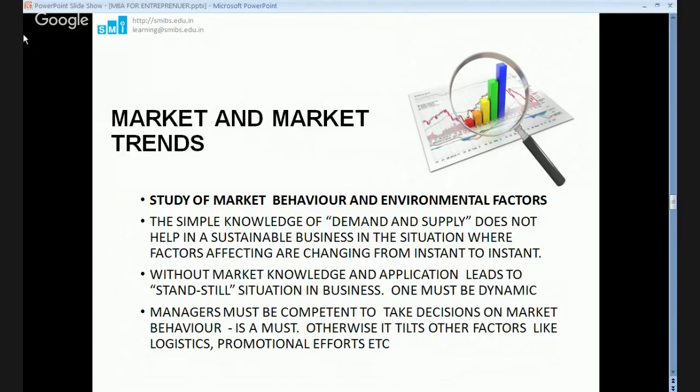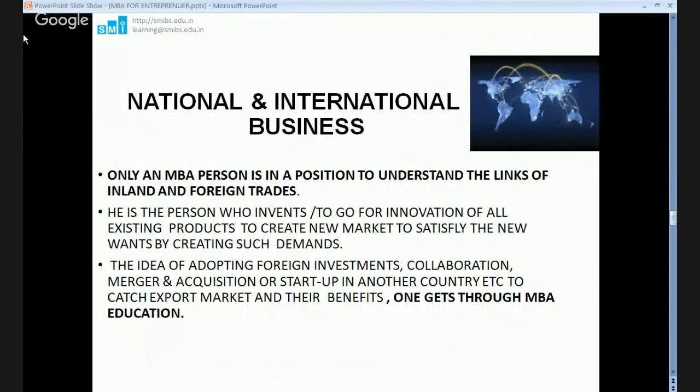So if you try to make a similar product in India, the product may cost more. And then in the market, China products also come, your product also go, and you find the buyers are more on that side than your side. So this is exactly what the market and market trends idea. Managers must be competent to take decisions on market behavior. Is a must, otherwise it tilts the other factors like logistics, promotional, and efforts. You have to do, if the rates are not good, then you have to make so many other things. By this, you get another thing.